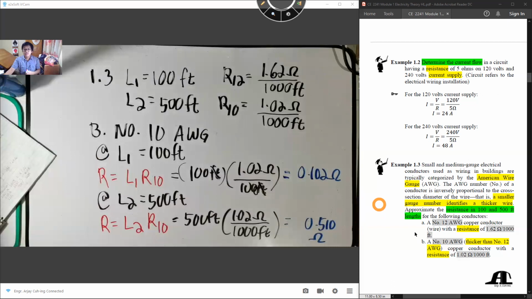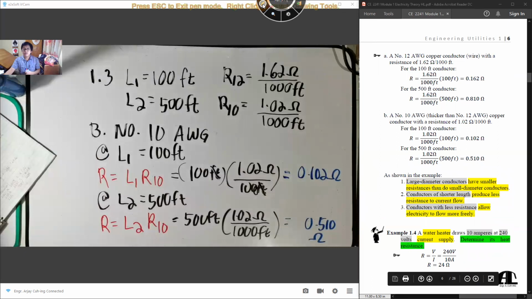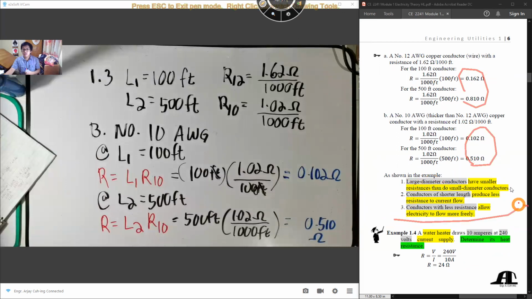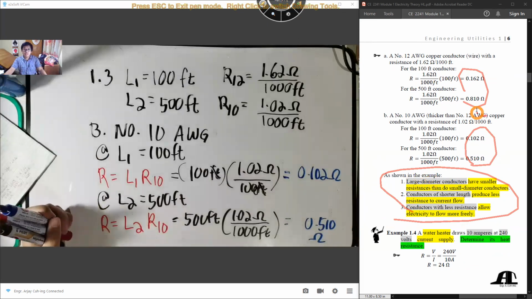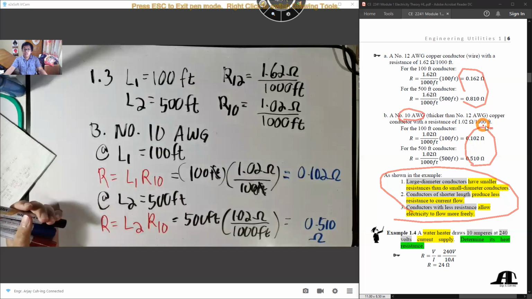Okay? So titingnan natin class, check natin yung sagot kung tama. Tama yung sagot natin class, no? Kanina, ito yung sagot natin. Tapos this time class, ito yung sagot natin. So meron tayong konting realization class, no? Titingnan natin class, the larger the diameter, the smaller the resistance. Technically kasi ganun. Kasi kung i-compare natin class, ito yung thicker wire, di ba? So mas malaki class yung kanyang diameter, mas mababa yung resistance niya pag kino-compare natin.